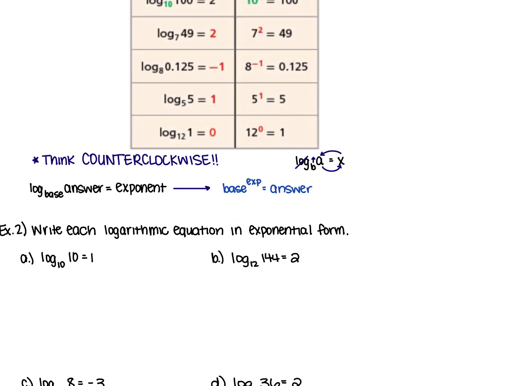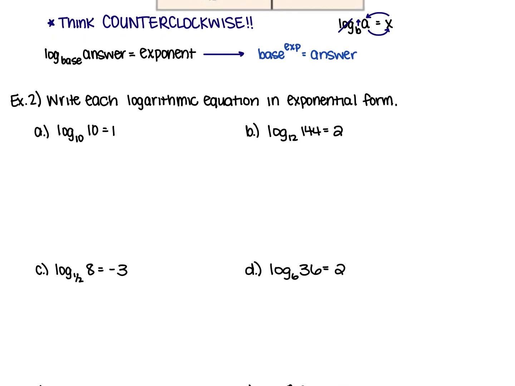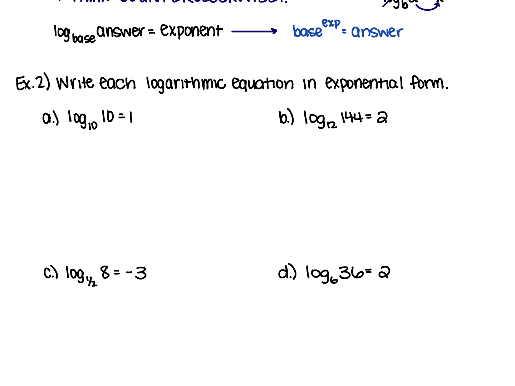For these, you are going to think counterclockwise. So again, you're going to drop the base, drop the log. Your base becomes your whole number. Your answer becomes your power. And your big number becomes your answer. So for example 2a, we have log 10 of 10 is equal to 1. We're writing the log form in exponential form. So this is going to drop the log, bring up the 10. Your 10, that's your whole number, becomes your answer. The 1 becomes your power. So that gives you 10 to the first power is equal to 10.